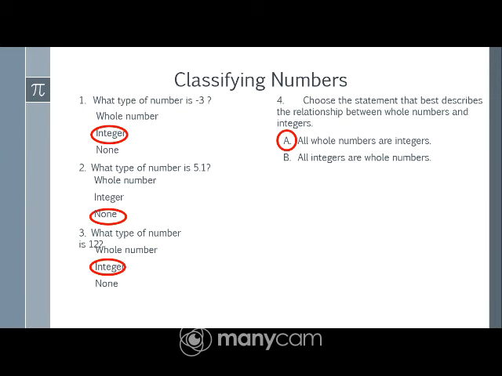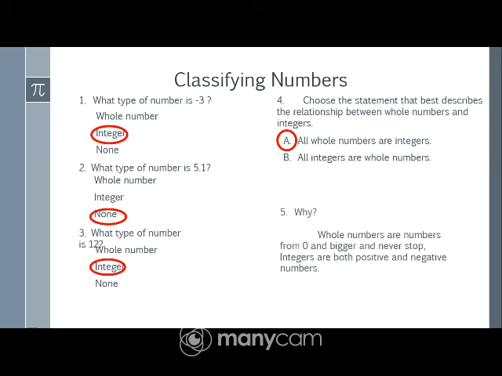Because all whole numbers are integers, because whole numbers are from 0 to count up and never to stop. All right, why, class? Because whole numbers are numbers from 0 and bigger and never stop. Integers are both positive and negative numbers. That's why all integers are not whole numbers.